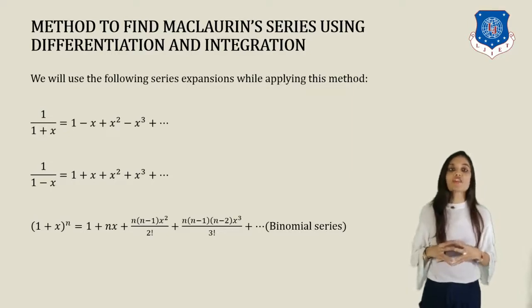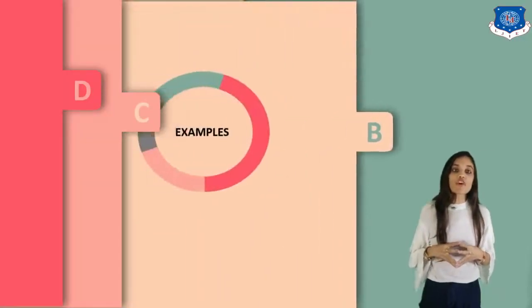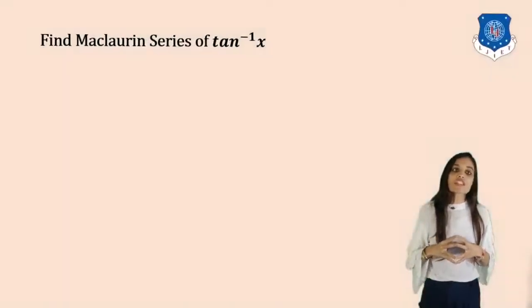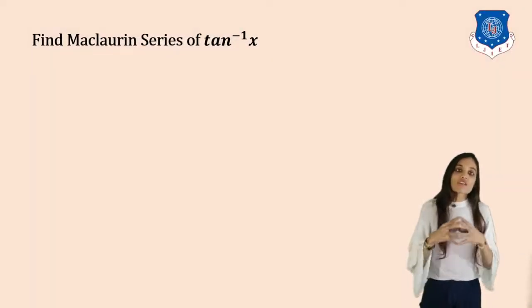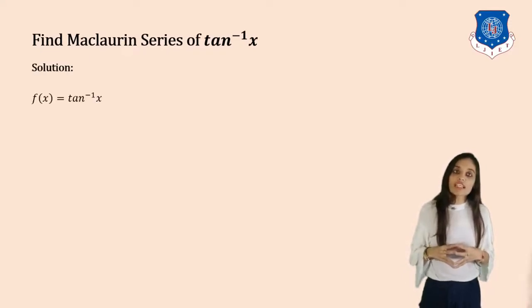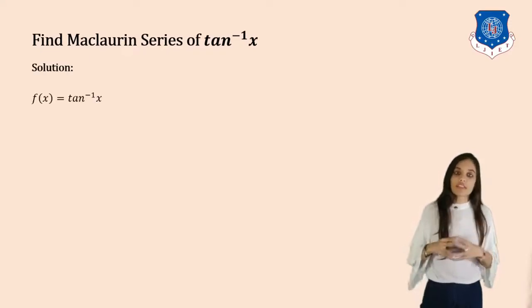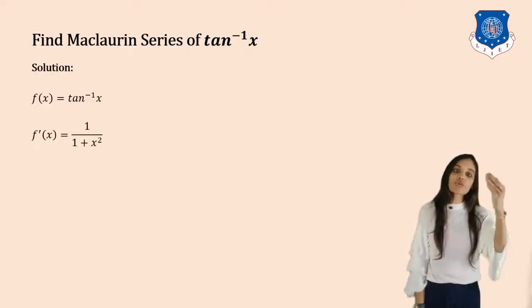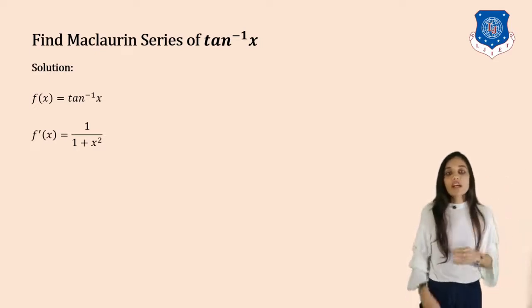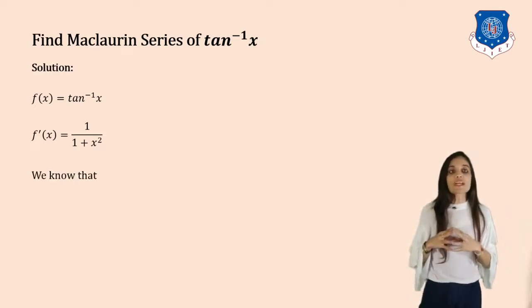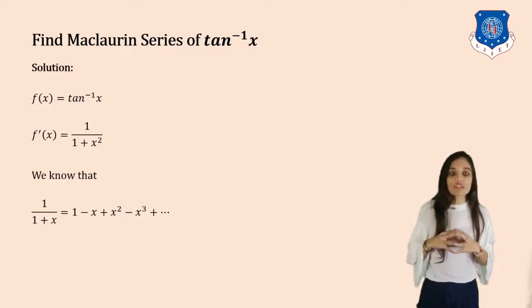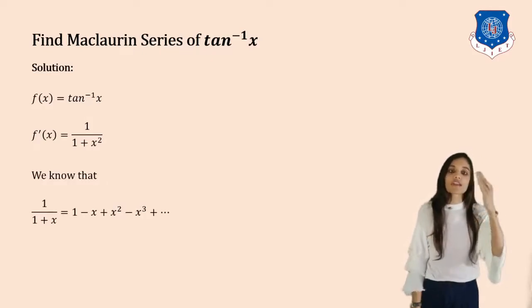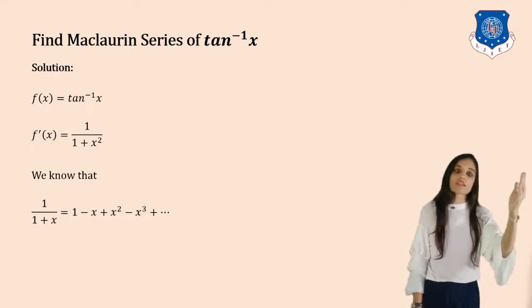Let us begin with the first example, that is we have to find the Maclaurin series of tan inverse x. Let us begin with its solution. Firstly, our f of x is equal to tan inverse x. So we'll find its first derivative. f dash of x is equal to 1 upon 1 plus x square. Now in order to find the series expansion of f dash of x, we will use the series expansion of 1 upon 1 plus x, which is 1 minus x plus x square minus x cube plus and so on.